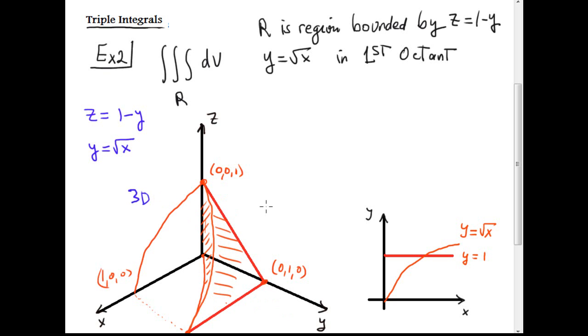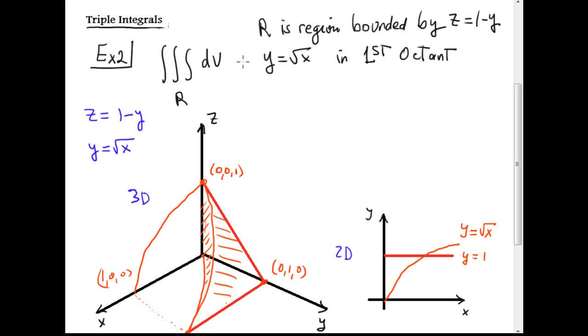In 2D, I omit the z. z is missing. Therefore, y equals 1, that's this line. And this curve is y equals square root x. Okay?